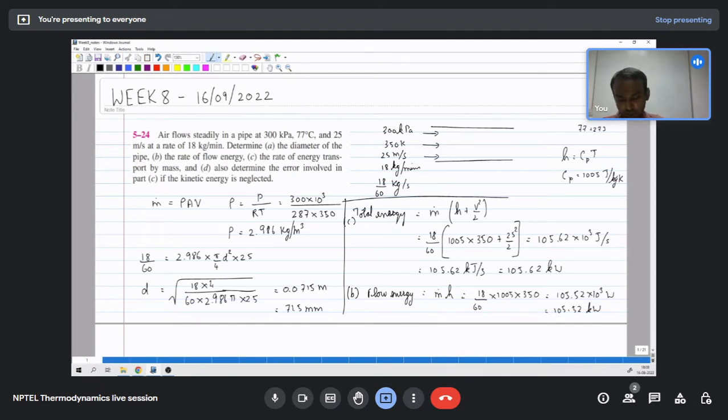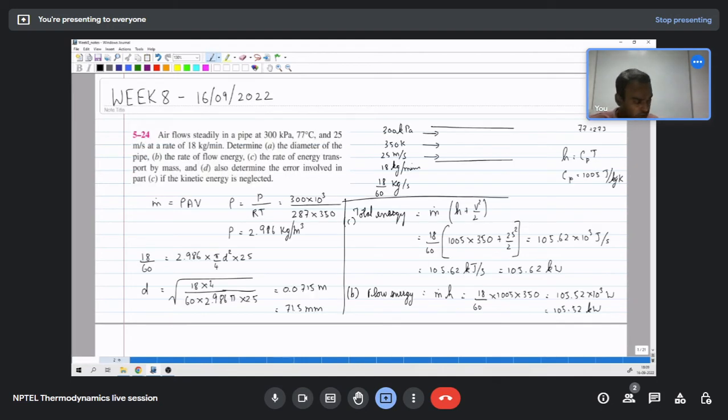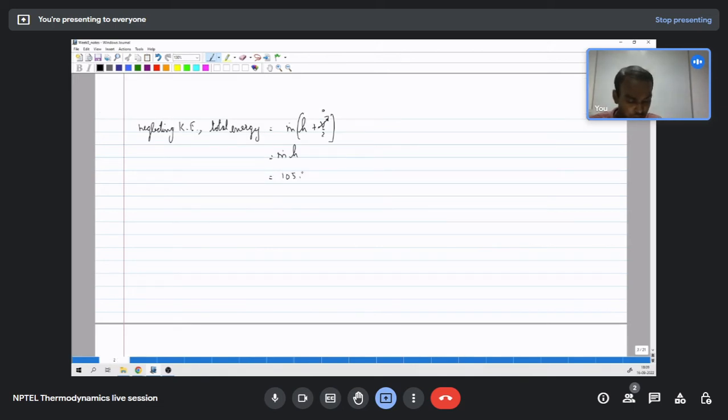Now the next one is to calculate the total energy neglecting the kinetic energy. Total energy is m dot into h plus v square by 2, and now we make this v as 0, so we have only m dot into h. This is again the flow energy that we have calculated, which is 105.52 kilowatts.